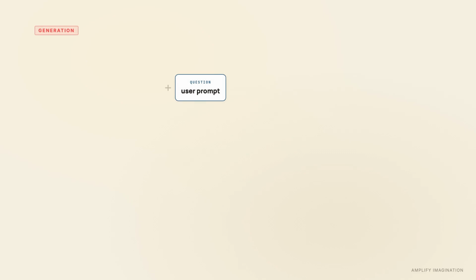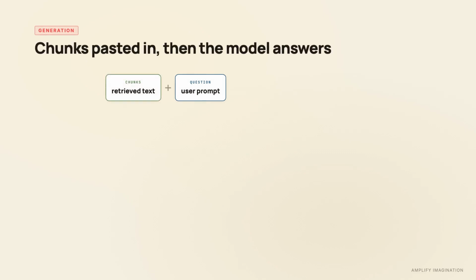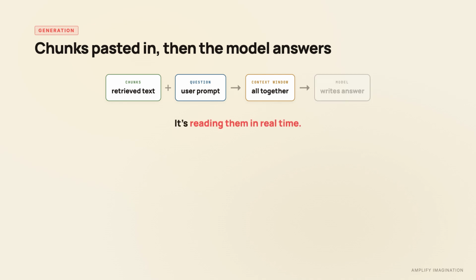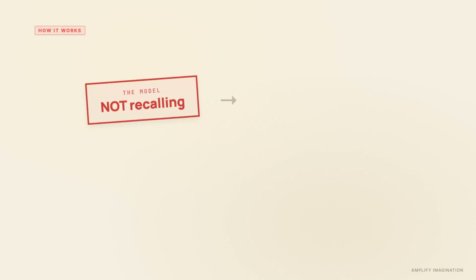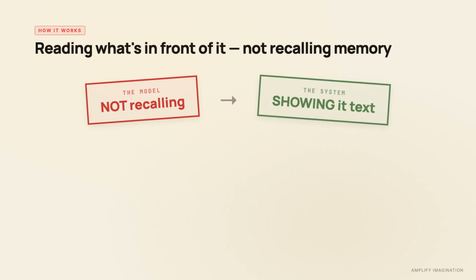Third, those chunks get pasted into the prompt before the user's question. Then the model is asked to answer the question using the retrieved chunks. It's reading them in real time and generating an answer based on them. The model isn't recalling anything from memory. It's reading what the system just gave it.